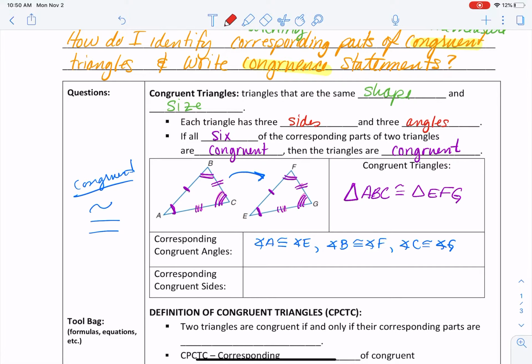So when I'm looking at corresponding congruent sides, I want to say that AB, the line over it, is congruent to EF. Notice that AB goes from top to bottom and EF goes from top to bottom. It's not FE, it's EF. BC segment is congruent to FG segment, and side CA is congruent to side, not angle, side GE.